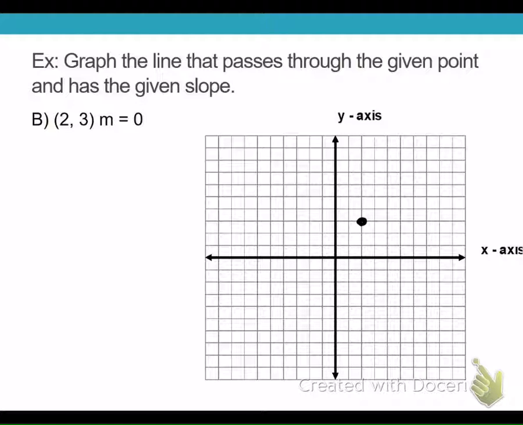Undefined. No, undefined is a different kind of slope. I want the slope to be 0. Think of the skier going 0 miles an hour. You would go 0 miles an hour if you were going side to side. It doesn't matter how many points you have on there.